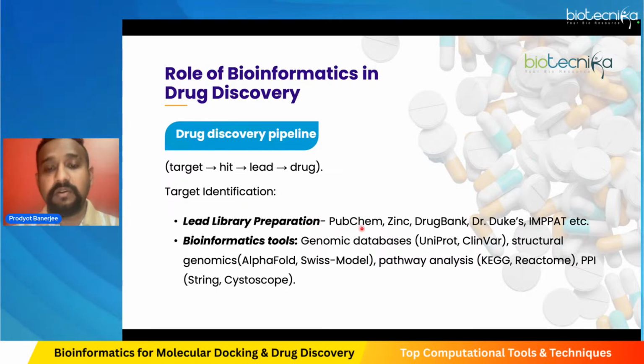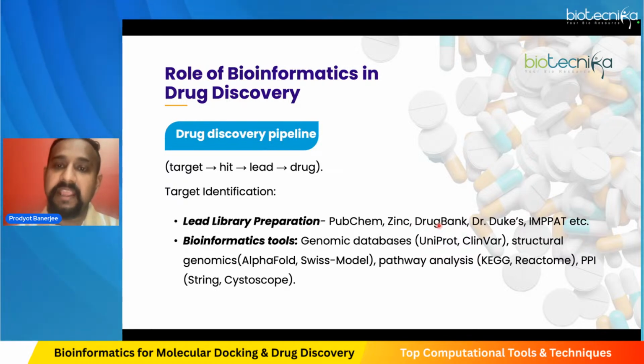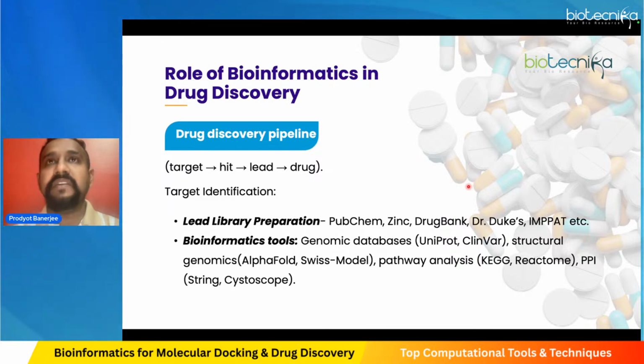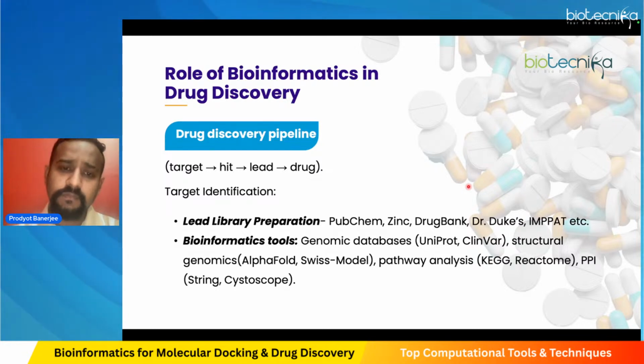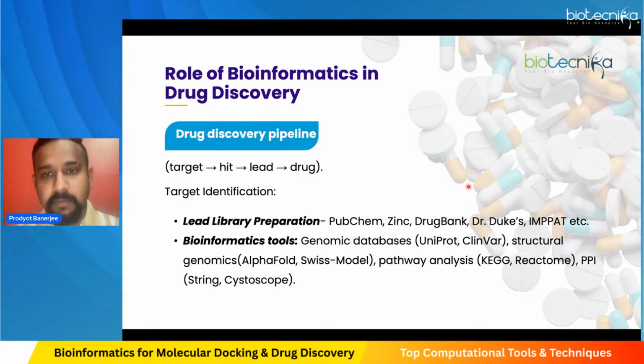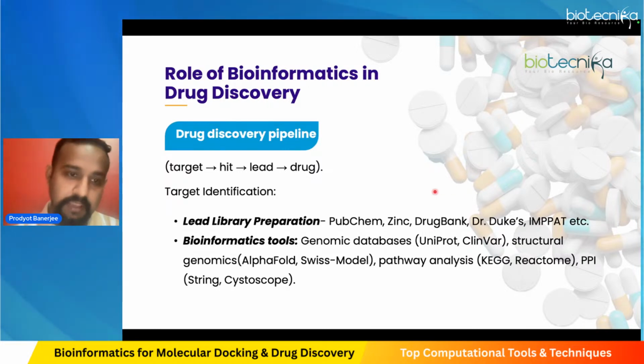That can be done using tools like PubChem, Zinc, DrugBank, Dr. Duke's, IMPPAT, etc. Dr. Duke's and IMPPAT are particularly for natural compounds, whereas in PubChem, Zinc, and DrugBank you can find natural as well as synthetic compounds, and some of the published drugs also. Obviously we can also do repurposing of drugs. It is not that we can only go for novel lead compounds; we can also repurpose a drug that is already available in the market and change its purpose to be used for certain different conditions.